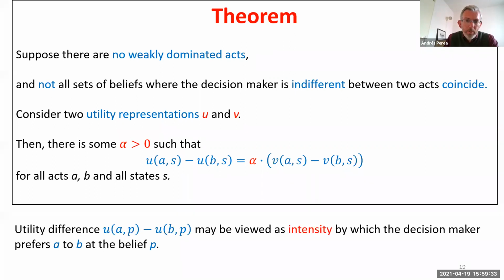And in that case, one can really view these expected utility differences between A and B at belief P as the intensity by which the decision maker prefers A to B at belief P, because these expected utility differences are unique up to a positive multiplicative constant. So at least in relative terms, they are uniquely given.